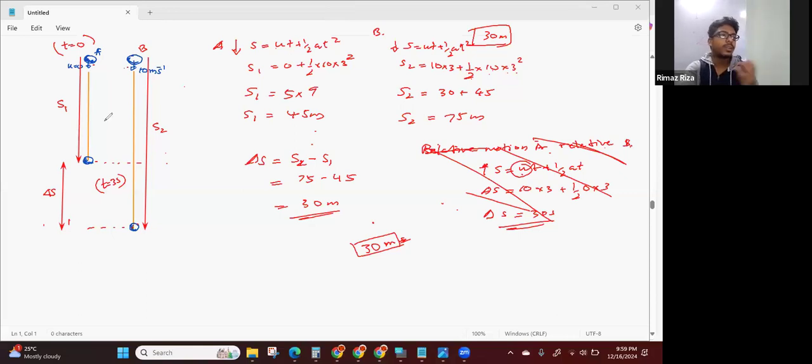So in this method, you can do the question. It won't even take 2 seconds, as I told you. The relative initial velocity is 10, the time is 3, 10 into 3, 30. Because both are falling under gravity, under the same acceleration, relative acceleration will be 0. All right. For the practice, shall I give one more question of this type?